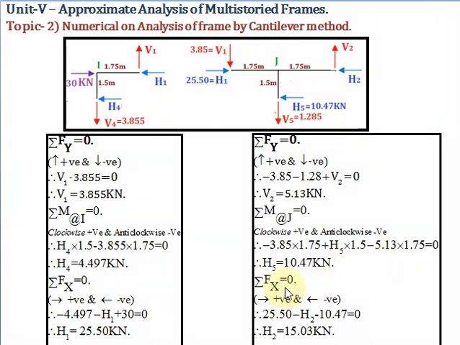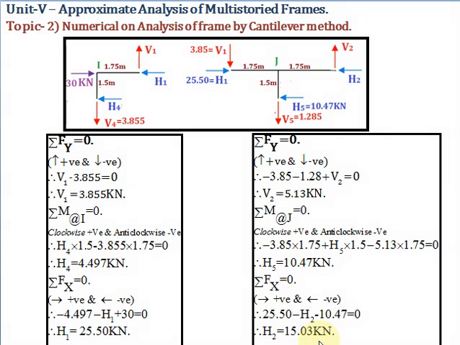Now we will apply the next equilibrium equation, that is summation Fx equal to 0. Now consider the forces acting toward the right side positive and toward the left side negative. So 25.50 acting toward the right side, so plus. H2 acting toward the left hand side, minus. 10.47 it is acting toward which side? Left hand side, so minus. So from this we'll get the value of H2, that is 15.03 kilonewton.